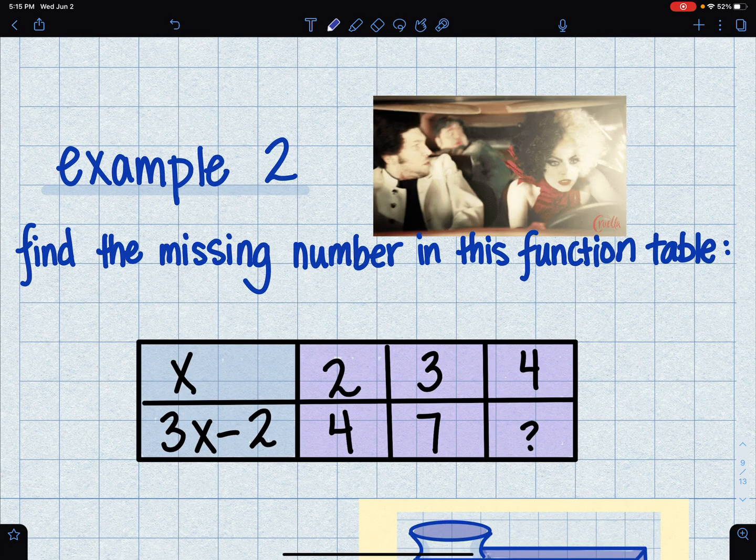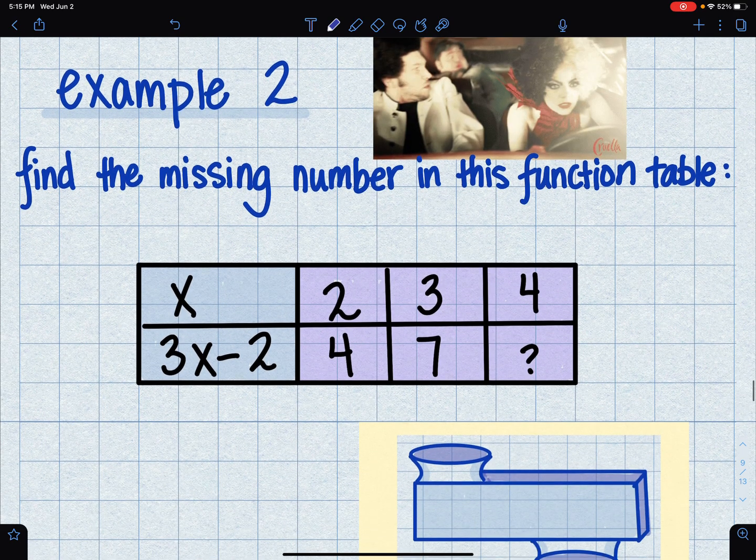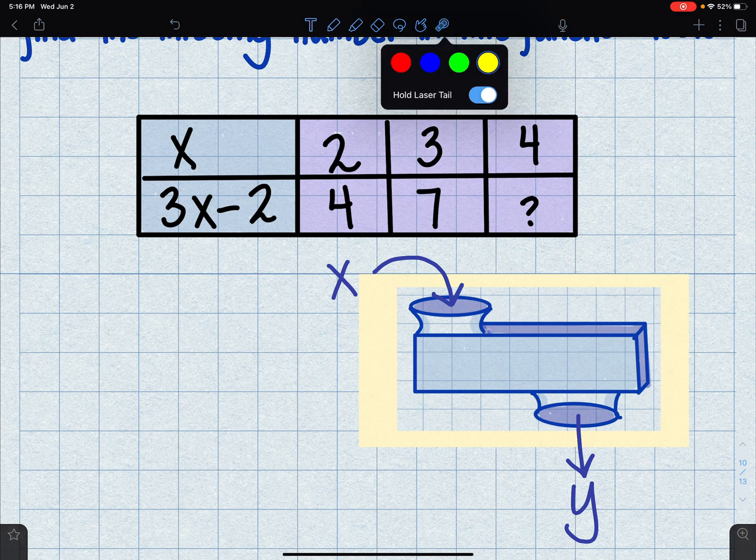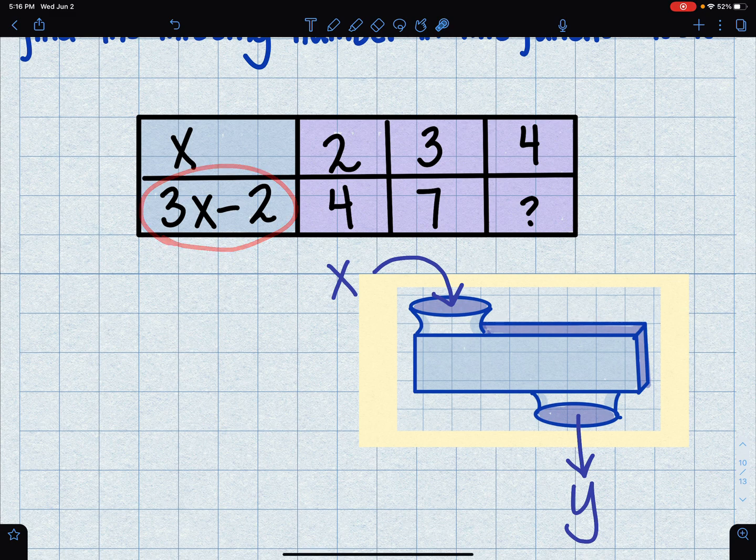Example 2 says, find the missing number in this function table. All right, so the missing number is here. And this one's interesting because they gave us a value for x. So usually x is the thing that goes inside the function, and what gets spit out is y. That's usually how mathematicians define it. So we still need to figure out this. Actually, no, they gave us the function, because if this is x, this is going to be y.